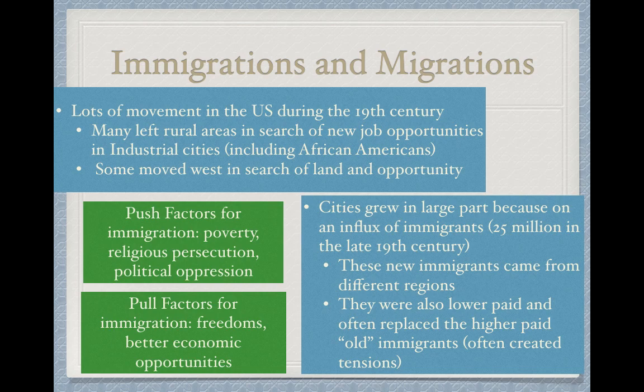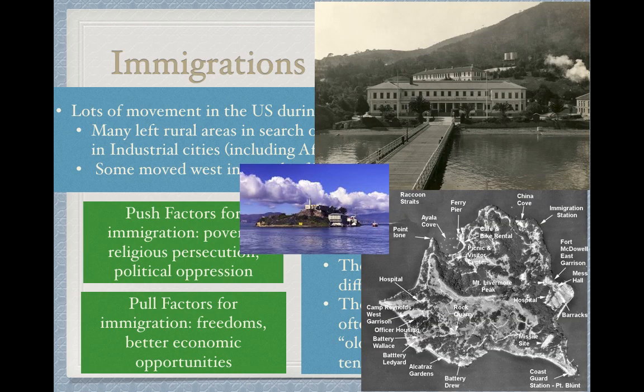They often tend to be paid lower, which would often sometimes create tensions between who's getting jobs. Push factors for immigration can be anything from poverty, religious persecution, political oppression. Pull factors would be freedoms, better economic opportunities.